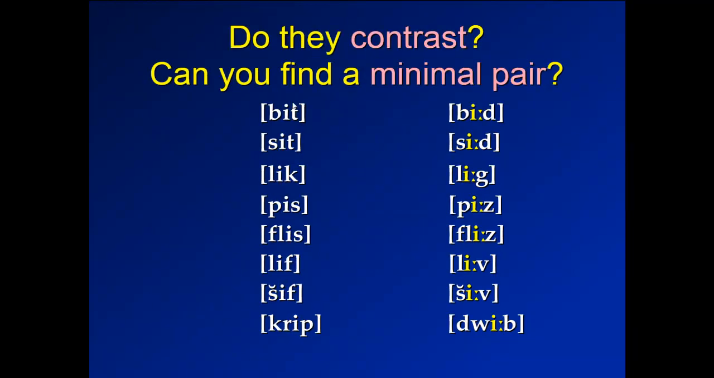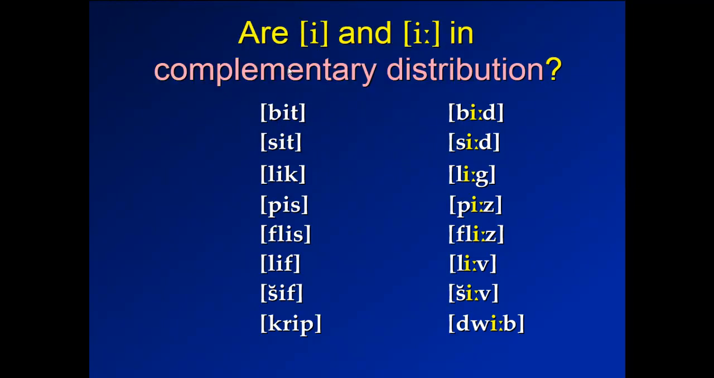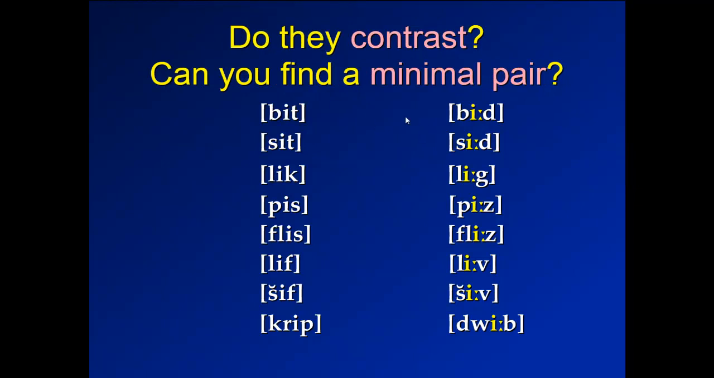So, do they contrast? Can you find a minimal pair? Of course. Okay. We don't have a minimal pair because we have got E and E, and we have got T and D. So more than one sound that are different. Okay. So sit, seed. So two different sounds in these two words here. So it's not a minimal pair.